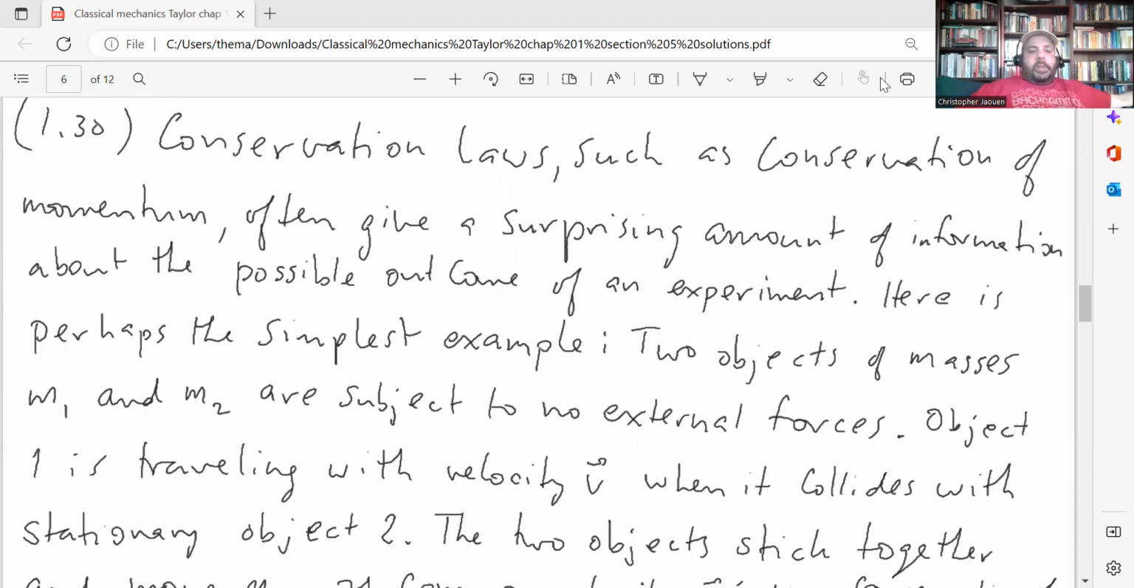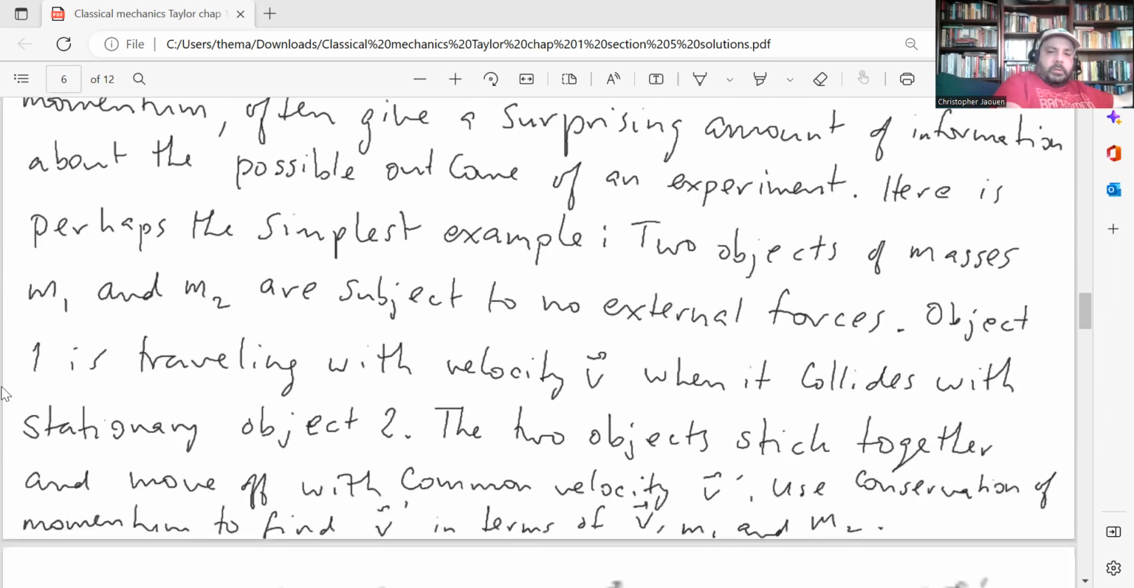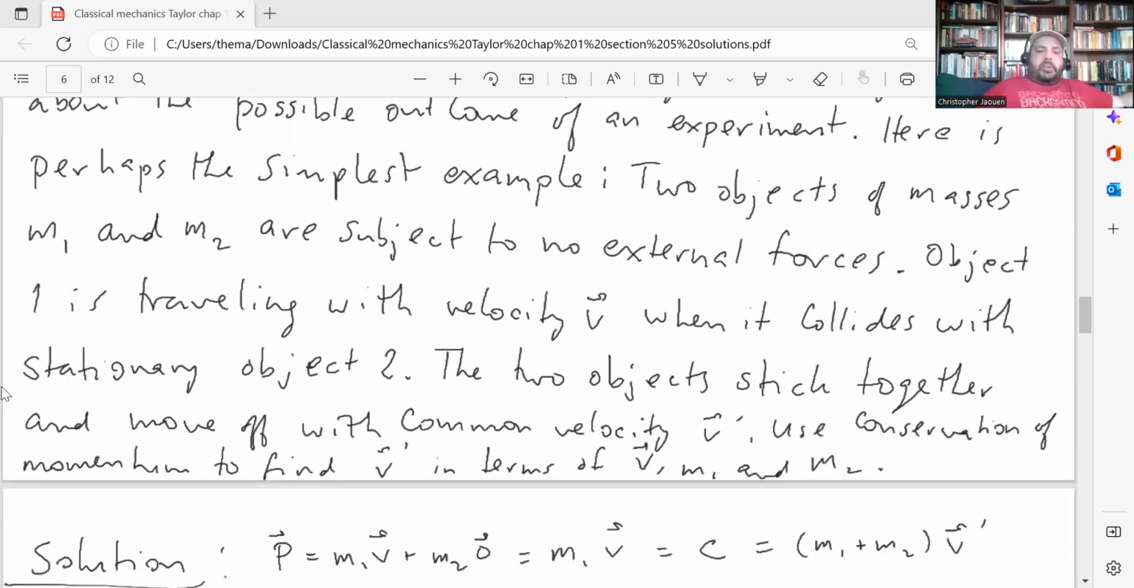Two objects of masses m1 and m2 are subject to no external forces. Object 1 is traveling with velocity v when it collides with stationary object 2. The two objects stick together and move off with common velocity v prime. Use conservation of momentum to find v prime in terms of v, m1, and m2.